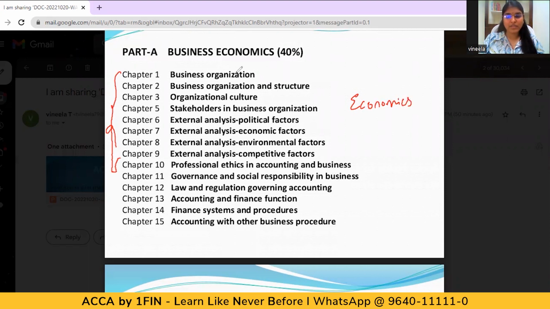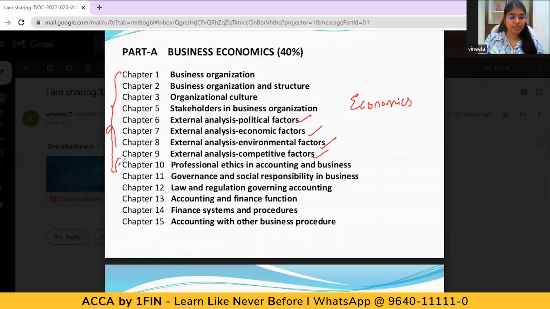We'll learn from these topics what an organization is, and what the structure of an organization is. We'll see the culture theories given by various theorists, stakeholders, types of stakeholders, and how an organization is affected by external factors like political, economic, environmental, and competitive factors. These whole chapters from chapter 1 to 9 relate to business economics.